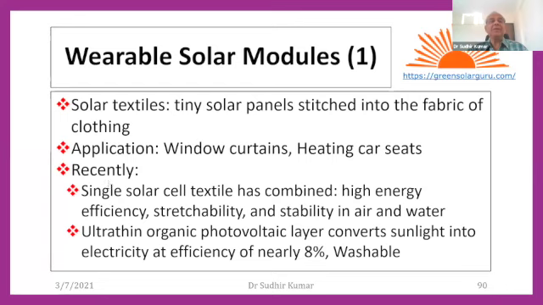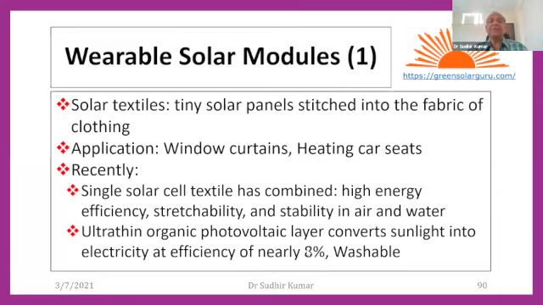So recently what they have done, a single solar cell textile has combined high energy. So that means you get high energy and efficiency, stretchability. You can stretch the solar cell, and stability in air and water. Recently they have got it. And an ultra thin organic photovoltaic layer converts sunlight into electricity at an efficiency of nearly 8%.